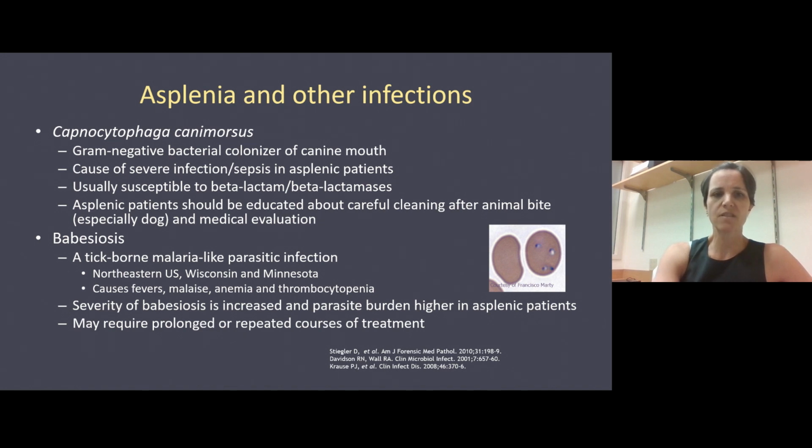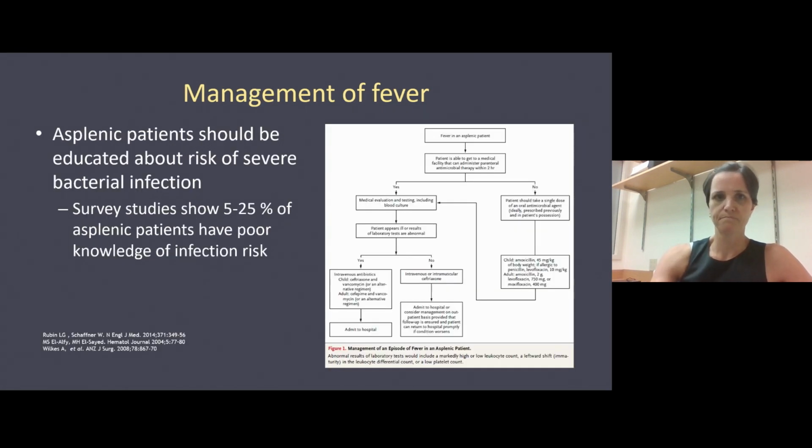And then babesiosis. So this is a tick-borne malaria-like parasitic infection endemic in the northeastern US, Wisconsin, and Minnesota, causes fevers, malaise, anemia, and thrombocytopenia. The severity of babesiosis is increased and the parasite burden is higher in asplenic patients. So they may require prolonged or repeated courses of treatment.